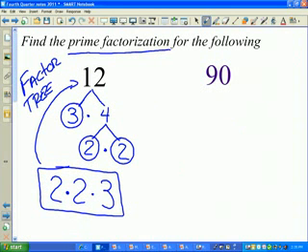So if you wanted to check it, you can go 2 times 2, which is 4, times 3, which is 12. So we're trying to break this down until we get all prime numbers. Okay? So looking at 90.